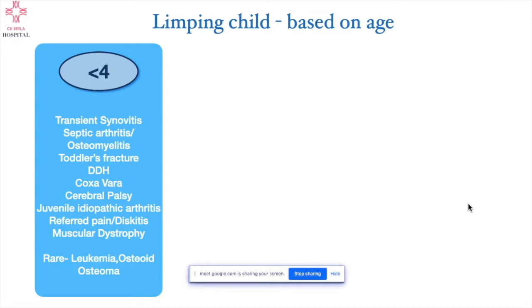So if the child is less than 4 or more, you'll at least have an idea that yes, these are the very common causes, and you will probably not think of a Perthes or a SCFE or any sports injuries, things like that. So less than 4 years, mostly infections are very common. In fact, infections of joints and bones are very common.